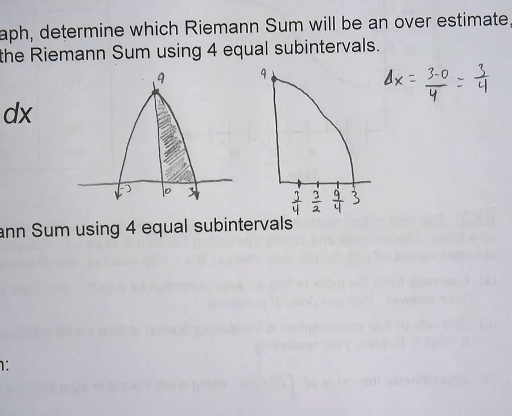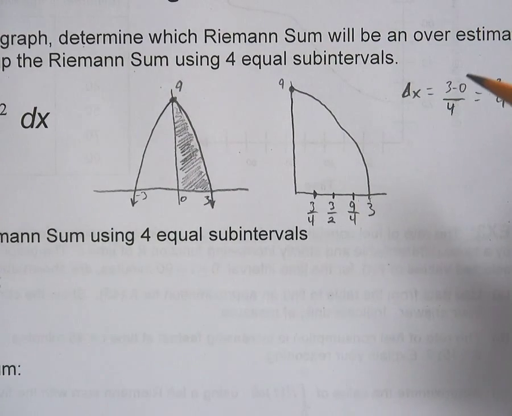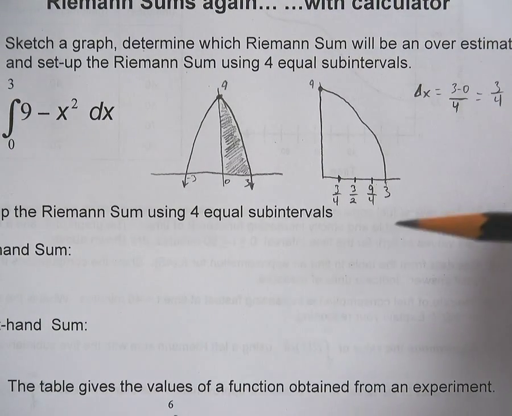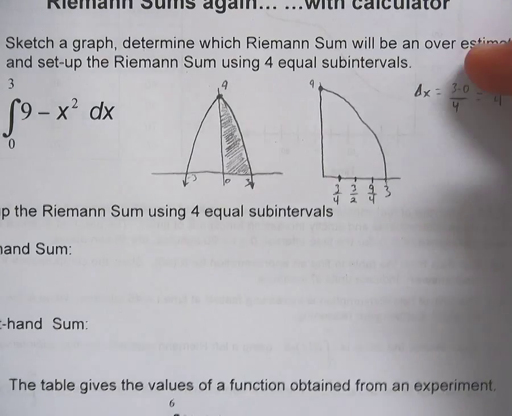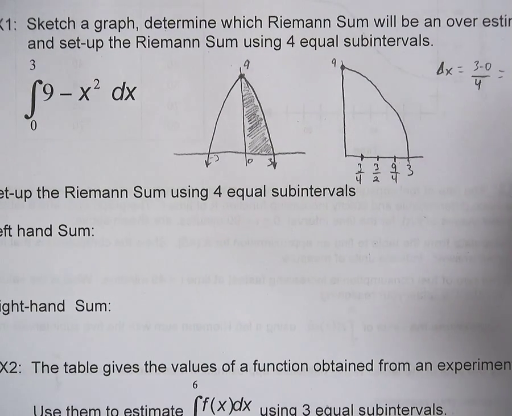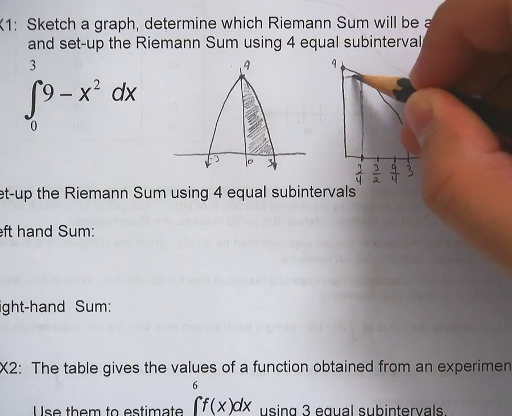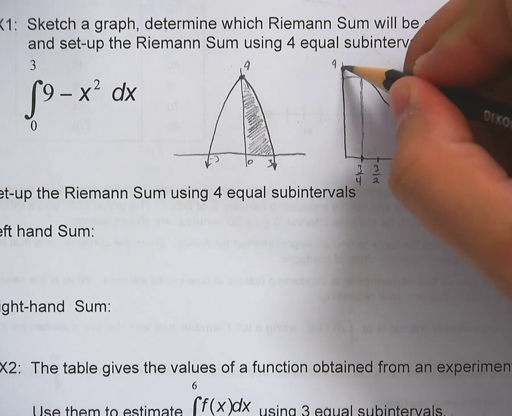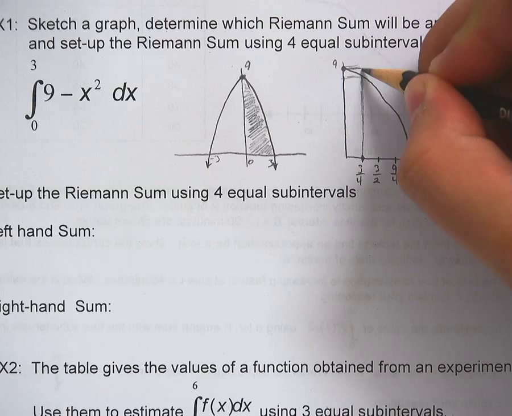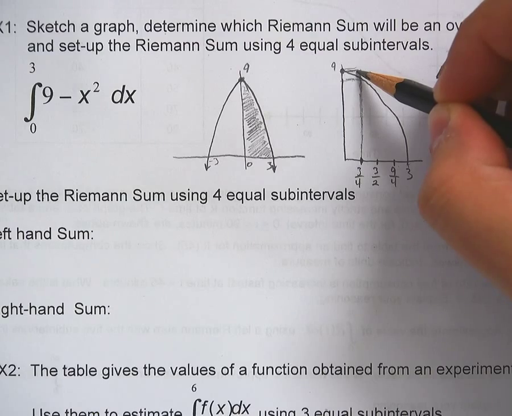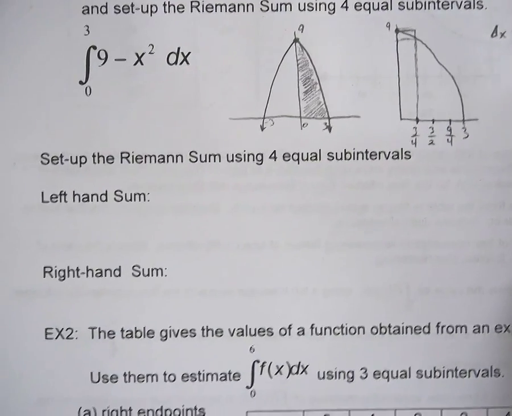And what I need to do here is set up a right-hand sum and a left-hand sum to figure out which one will be an overestimate, and I want to prove it too. So I know I'm going to be divvying these things up. The question is, is it going to be a right-hand sum where the right-hand point touches, or a left-hand sum where the left-hand point touches? Well, you can tell right here the left hand is higher, but we'll get into that in a moment.